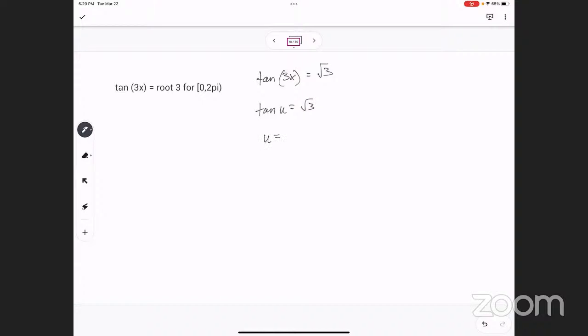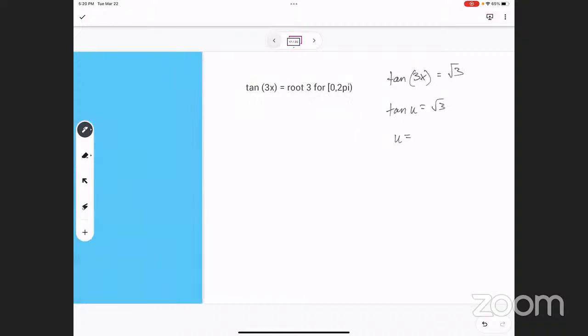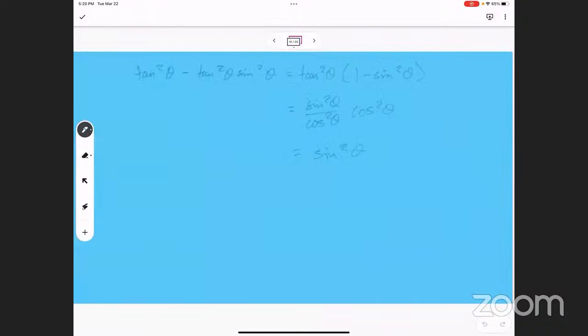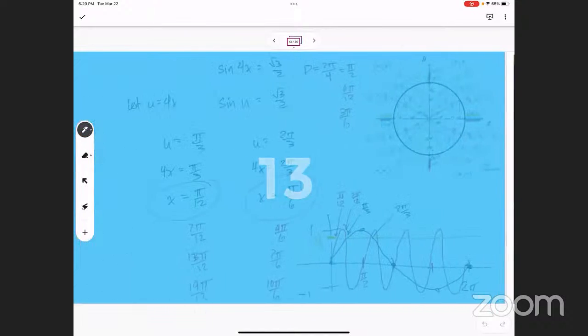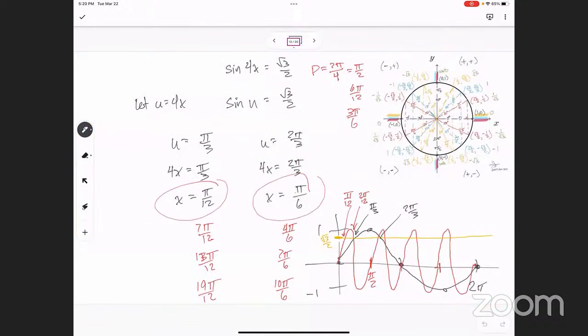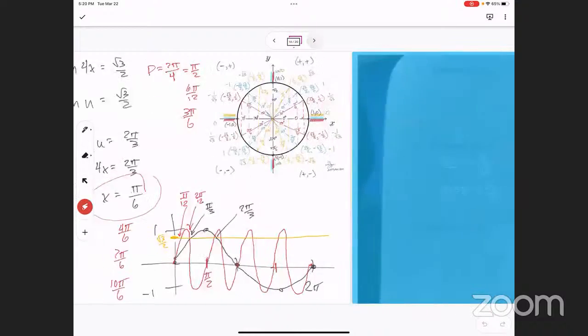Oh, that would be pi over 3. It's good to have this memorized, but I'm going to look at my unit circle just to make sure. Yeah, it's pi over 3 and 4 pi over 3. It's the first and third quadrant. Got it? Pi over 3 and 4 pi over 3.